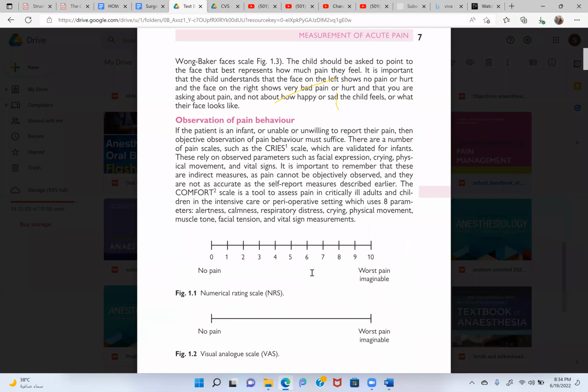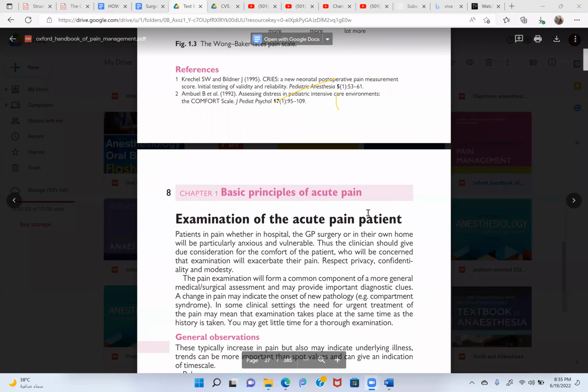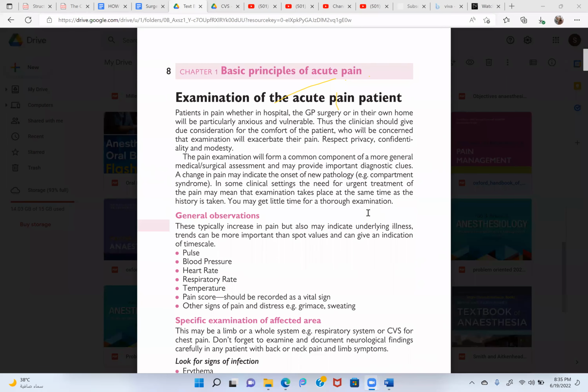I have told you that you will be evaluating the clinical features, and after that there will be some scales or scoring systems. Okay, the McGill pain questionnaire, which you were saying, was for chronic pain. So as I was telling you, examination of the acute pain patient: blood pressure, heart rate, respiratory rate, temperature.